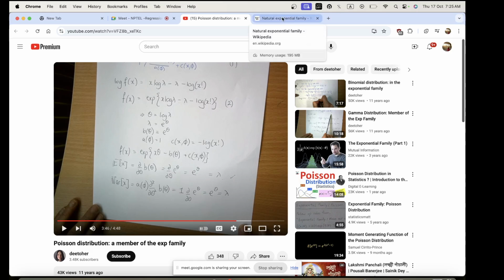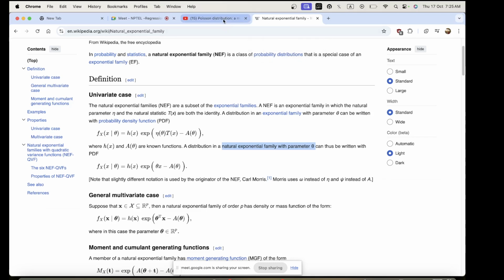But anyway, I think we can use these things also, but we have to be mindful that it belongs to the natural exponential family.